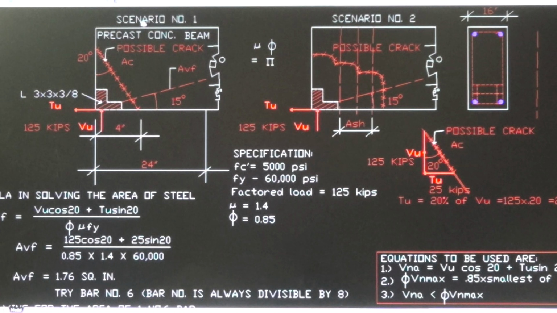Number one scenario is right here. The crack is analyzed from the edge of the beam running diagonal up to the bottom of the beam. The horizontal length of the crack in the bottom of the beam is analyzed to be 4 inches, and also the angle of the crack is analyzed as 20 degrees.